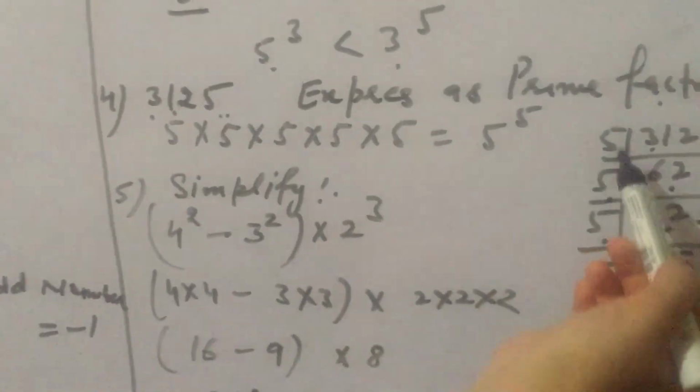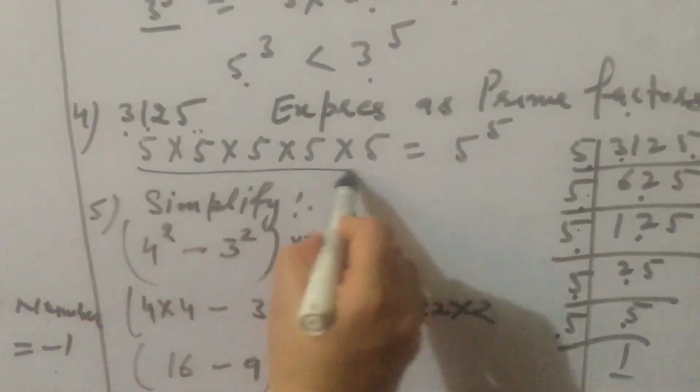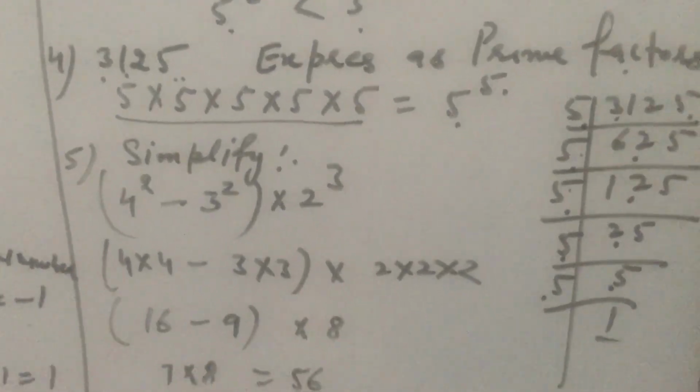So how many times is 5? 1, 2, 3, 4, 5. 5 times. 5 raised to power 5 is the answer.